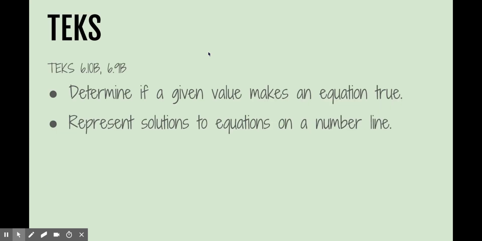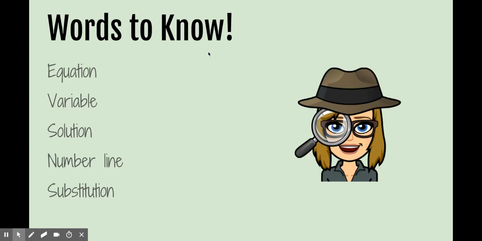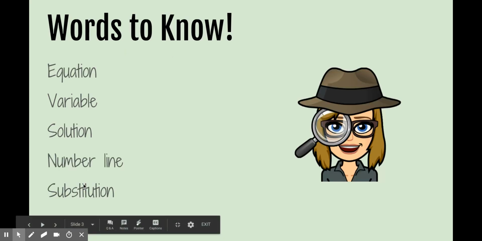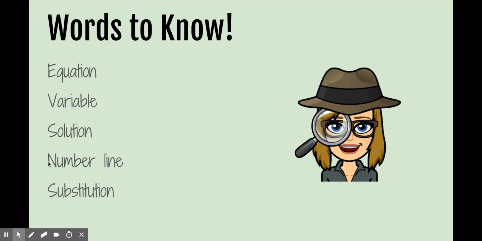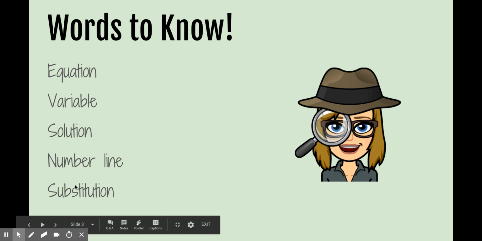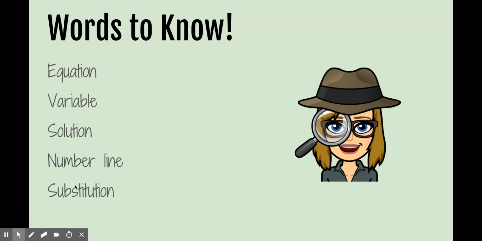So these are the TEKS that we are covering, 6.10b and 6.9b. And so these are just some words to know. Pretty much you already know equation, variable, solution. Number line is from a previous unit. We're going to look at how you can represent a solution on a number line. And then substitution is a new vocabulary word we haven't really talked a lot about yet, but you'll see what that means today when we talk about equations.